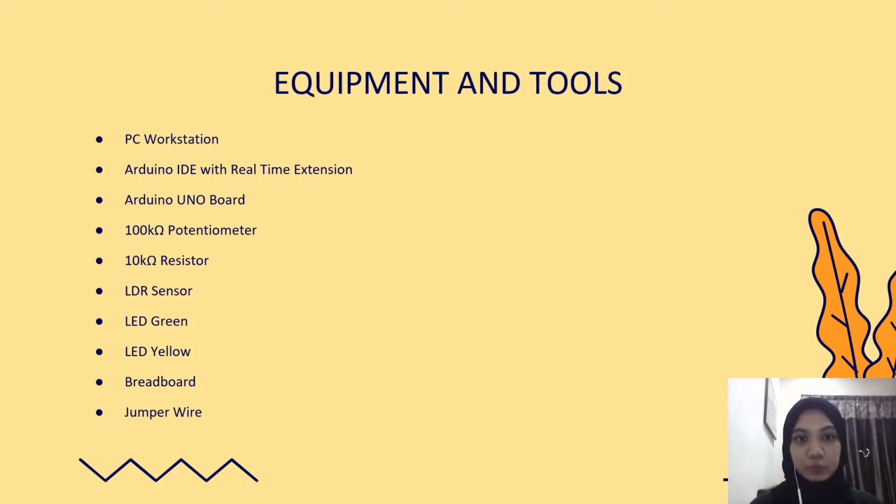In this project, we have used a total of 10 equipment and tools. The first one is the PC workstation, Arduino IDE software, Arduino Uno board, 100k ohm potentiometer, 10k ohm resistor, LDR sensor, 2 green LEDs, 2 yellow LEDs, a breadboard, and jumper wire.